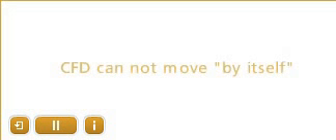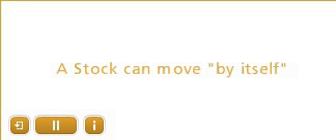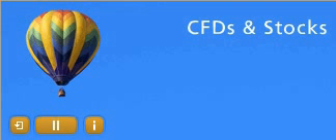CFDs and stocks work in much the same way. A CFD by itself cannot move up or down in price. A stock, on the other hand, can move up or down in price all by itself. However, when you attach a CFD to a stock, it can move up or down with the price of the stock. As the stock price moves higher, the value of the CFD also moves higher. As the stock price moves lower, the value of the CFD also moves lower.